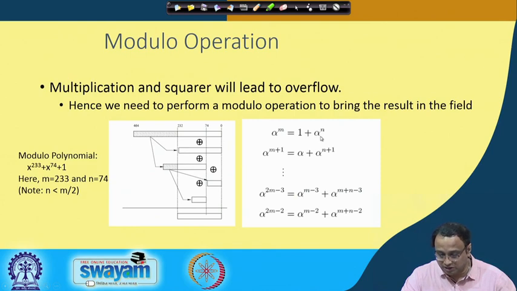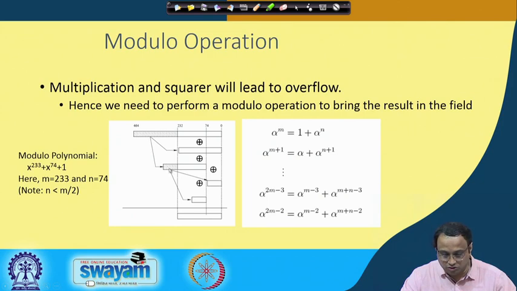On the other hand, there is another component which is alpha to the power of n till alpha to the power of m plus n minus 2, which starts from alpha to the power of n. So n is 74. It starts here at 74 and continues beyond. Till a point, that is when it reaches 232, it is fine because it is inside the field, but beyond that it again exceeds the field. So you have to again reduce it.